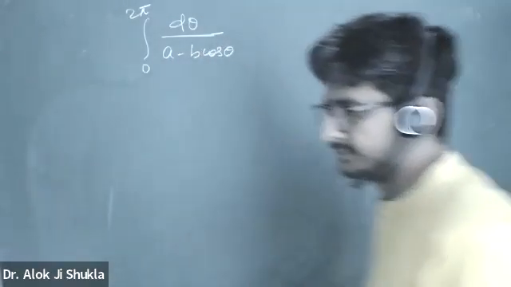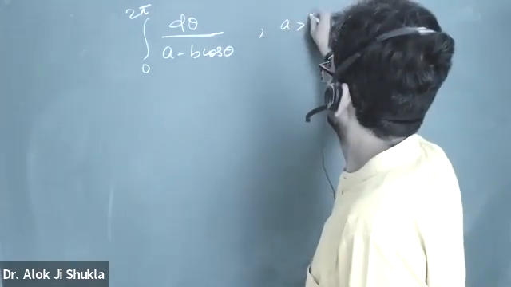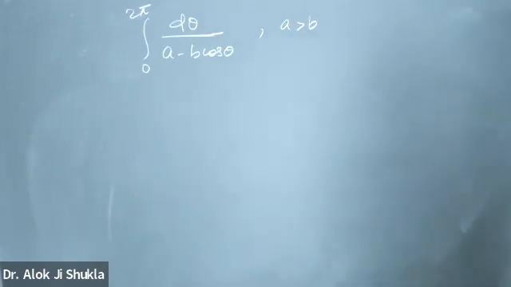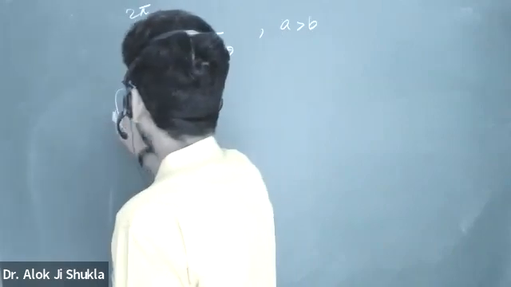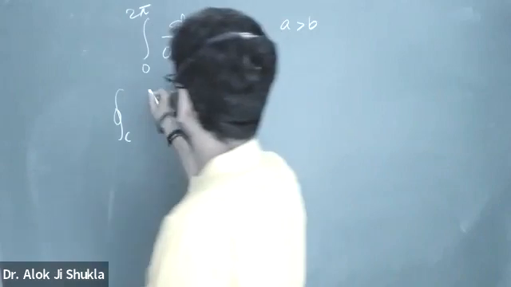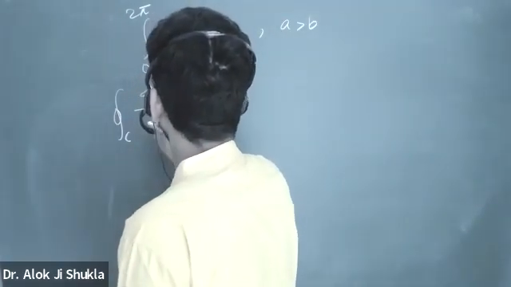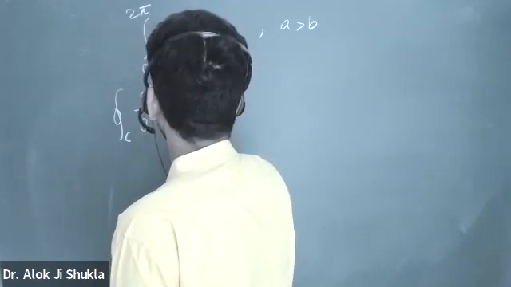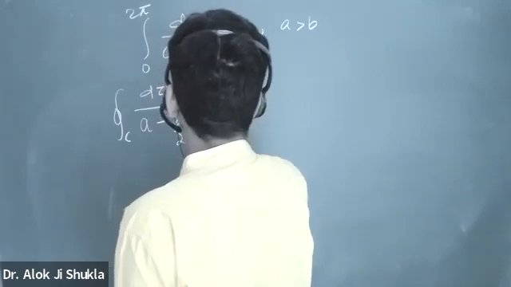Let us now solve this. Let us convert it. Contour integration C, dz by iz upon a minus b by 2 into z plus 1 by z.